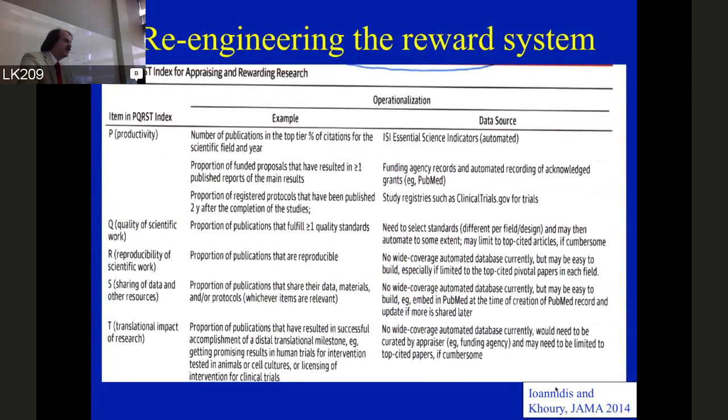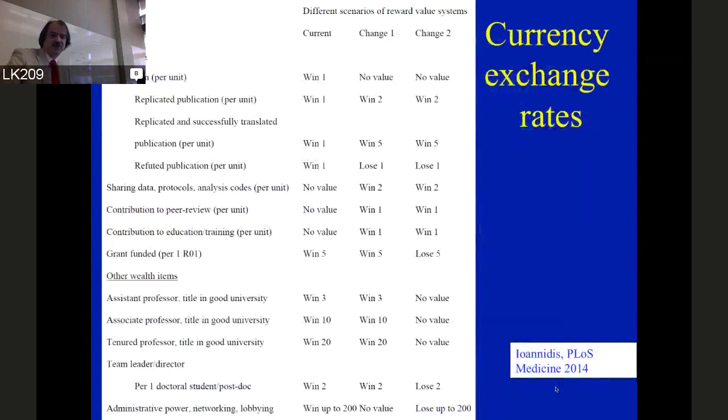Finally, a reward system. I think this is something that we really need to work on. About a year ago, along with Muin Khoury, we proposed a reward system that runs like an electrocardiogram, a PQRST, or productivity, quality, reproducibility, sharing, and translation. Until now, probably we're paying attention to productivity, which I have no problem with. Productivity is great, but you need to put it into perspective and see how one could buttress the other components, how one could measure these other components, and how one could reward the right application of these other components.